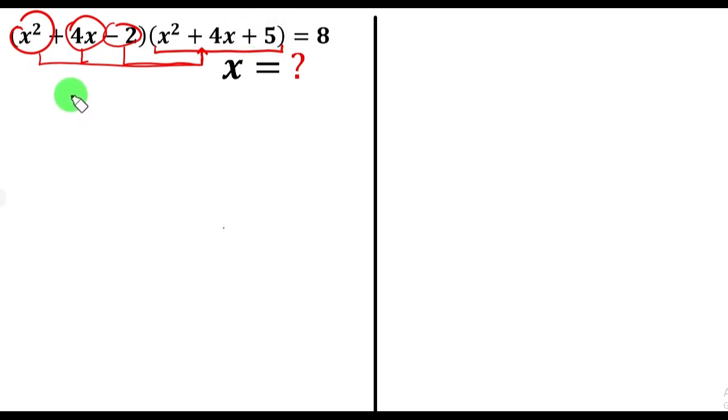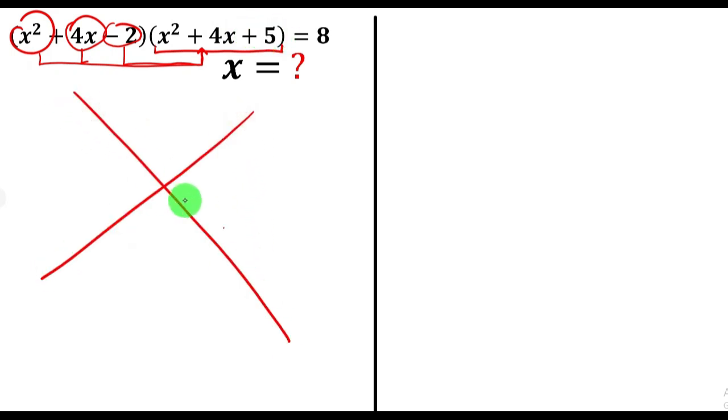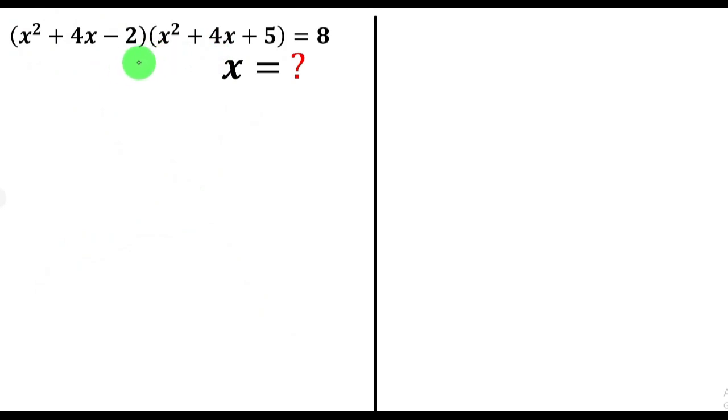Trust me, this is not the best way of solving this type of problem. By doing it that way, it's going to consume quite a long time. So, solution.